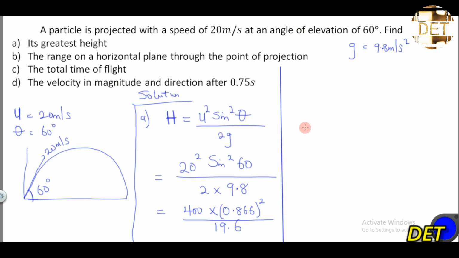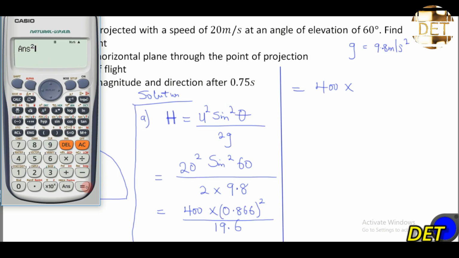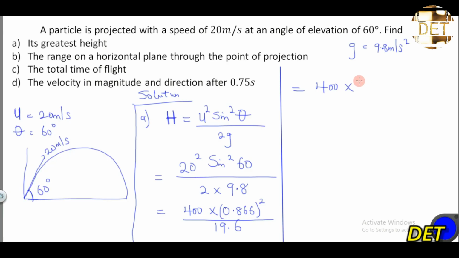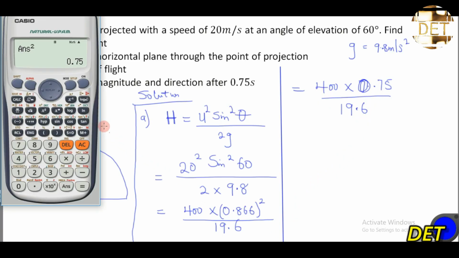So this will be equal to 400 times 0.866 raised to the power of 2, which is 0.75, divided by 19.6. So 0.75 times 400 will be equal to 300.